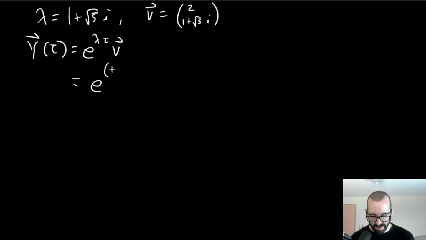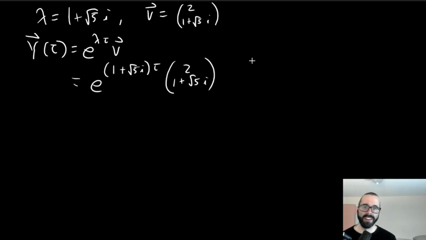Well, that's where things get a little bit more interesting. e to the 1 plus root 5i times t times our eigenvector, 2 and 1 plus root 5i, like so. Cool. We found a complex valued solution. Big whoop. Give me some real valued solutions, please.